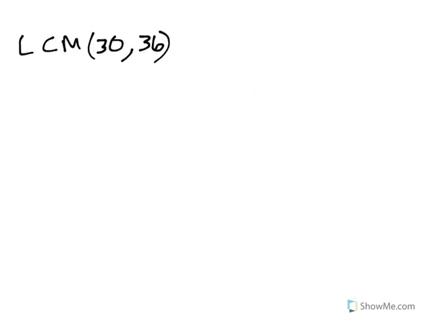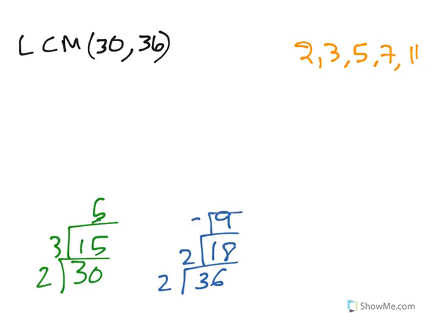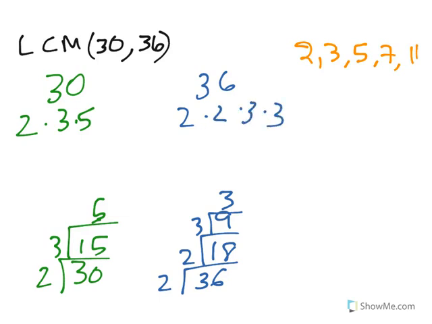Let's take a look at another. So we want to find the least common multiple of 30 and 36. So once again, we'll start out with our prime factors. So the prime factors of 30 will be, we could do 2 goes in 15 times, 3 goes into 15 5 times. So now let's find 36. The prime factors of 36, well, 2 goes into 36 18 times, 2 goes into 18 9 times, and 3 goes into 9 3 times. So the prime factors of 36 are 2 times 2 times 3 times 3. Forgot to write that. So 30's was 2 times 3 times 5, and 36's was 2 times 2 times 3 times 3.